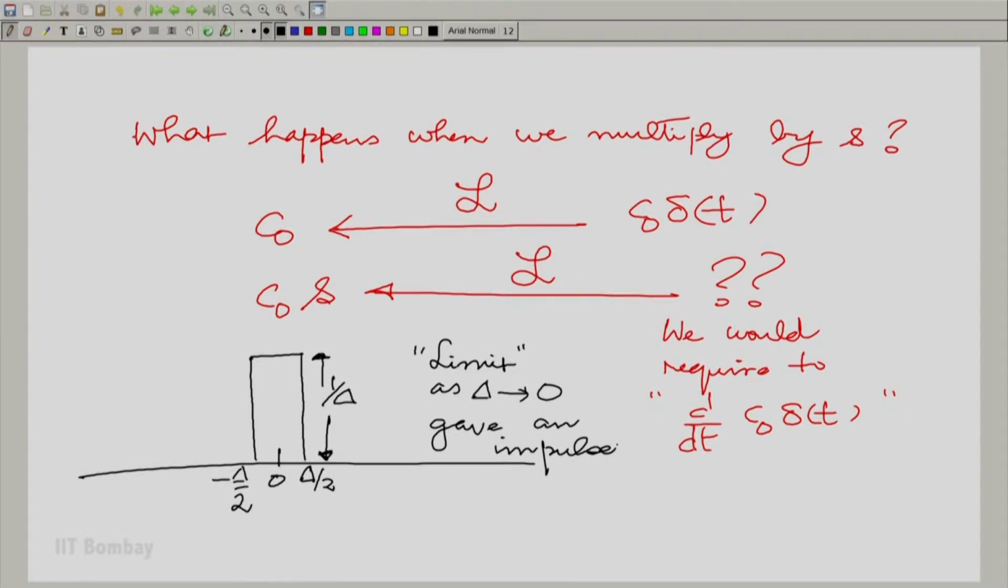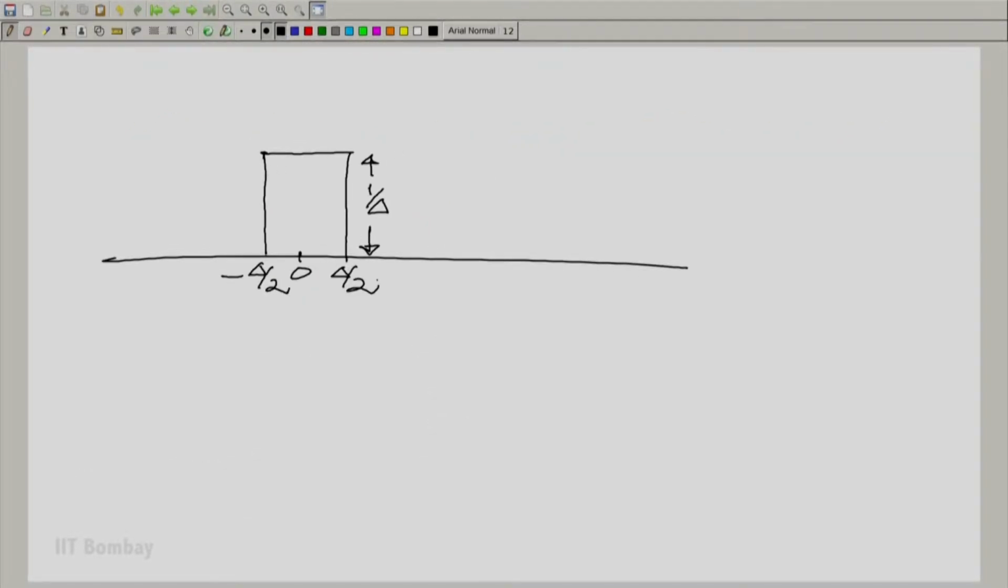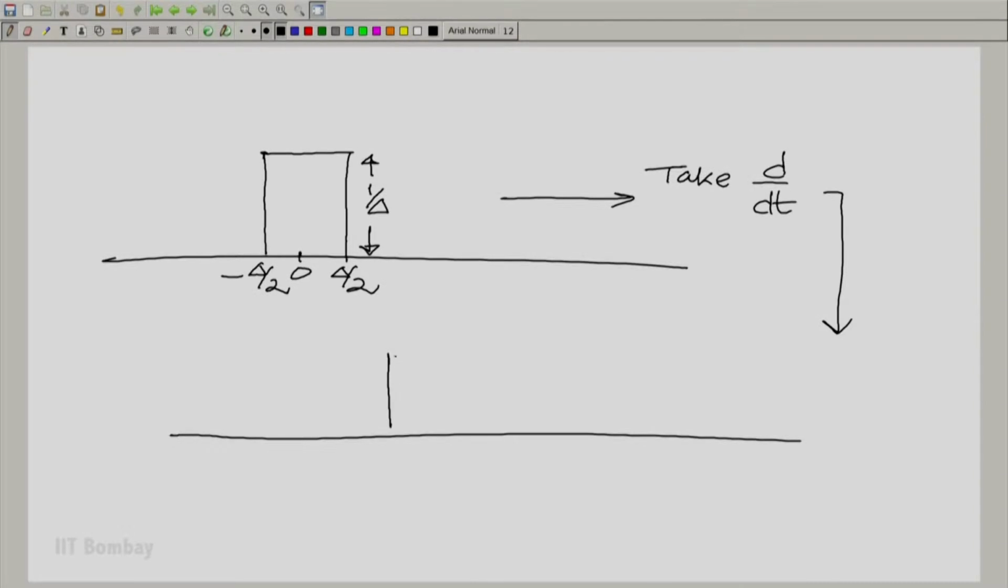Now, let us take the derivative of this pulse and allow for impulses in the derivative, because the derivative does not exist in the true sense, there are discontinuities here. Suppose we take d/dt of this, let us draw it again. How would it look? It would have two impulses, one impulse of strength plus 1 by delta at minus delta by 2, and a second impulse of strength minus 1 by delta at plus delta by 2.